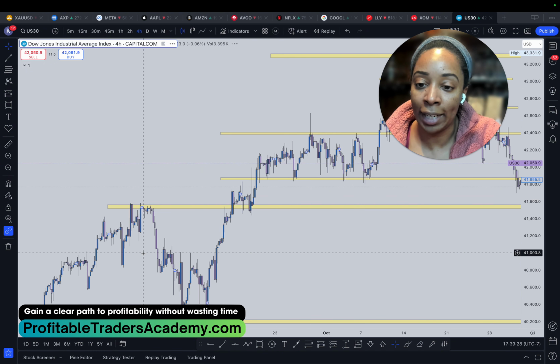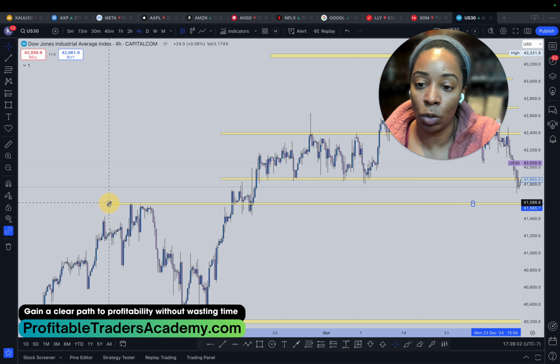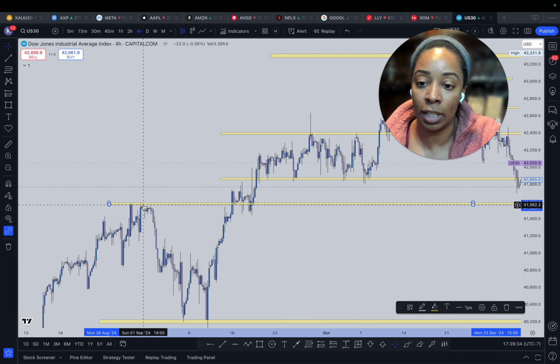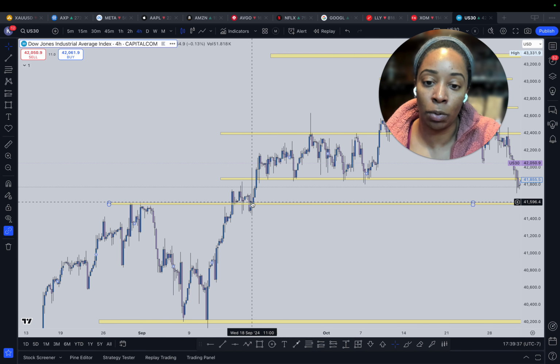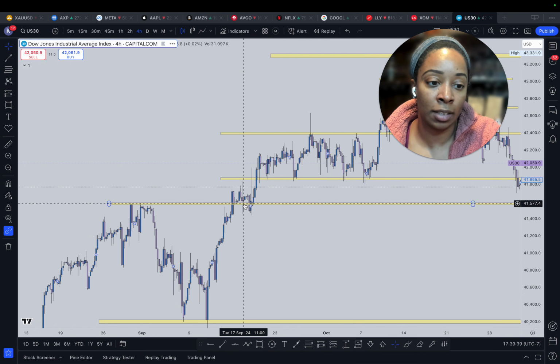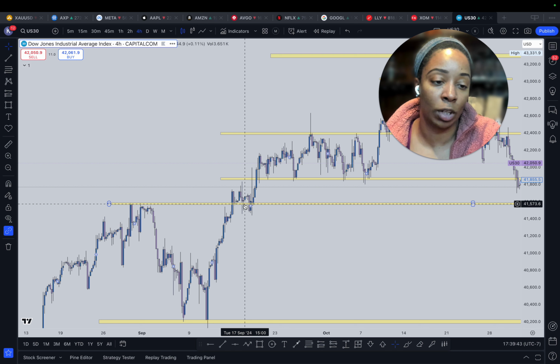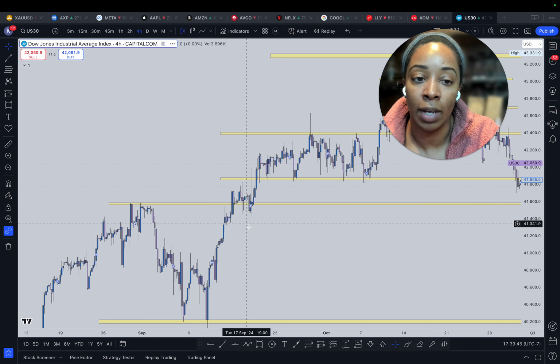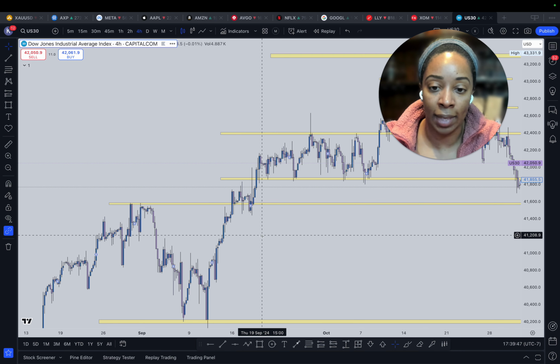And then over here, I'm just adjusting this level. We do have price touching here, here, and then we have support here and so forth. And this is at 41,575. That's a nice level right there.